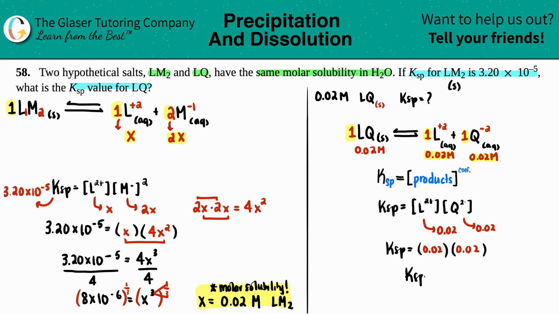So KSP equals 0.02 times 0.02, which is 4. And I guess we'll do 4.00 for sig figs. Does anybody care? No. 10 to the -4th. And that's it. There you go. Okie dokie. So that's the KSP for LQ.